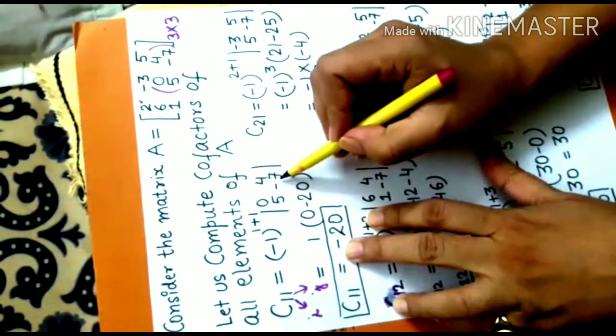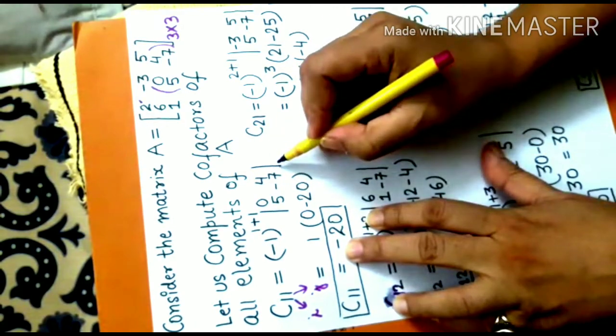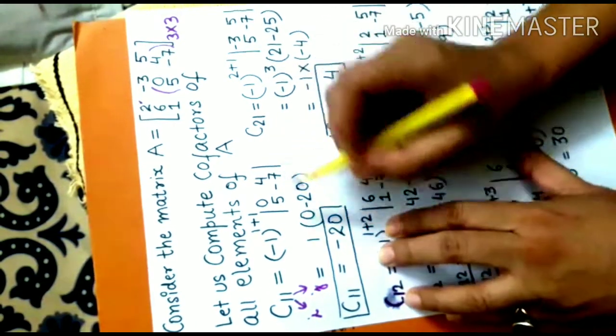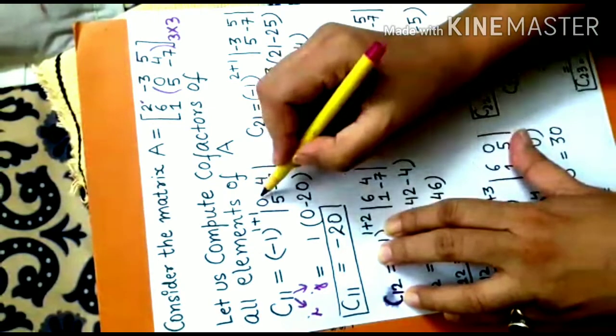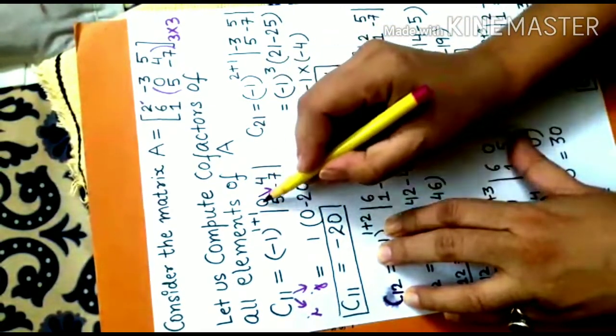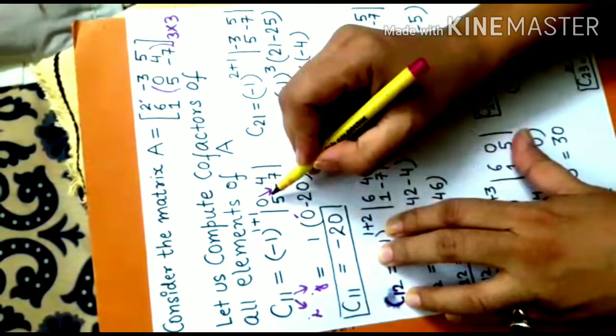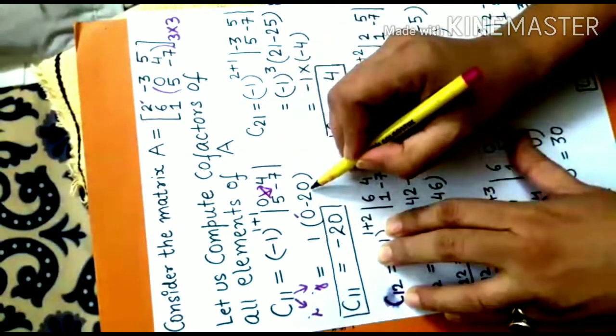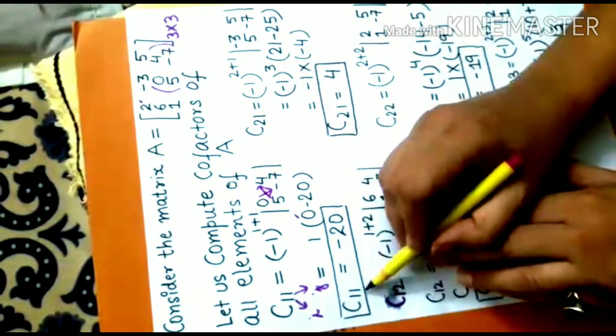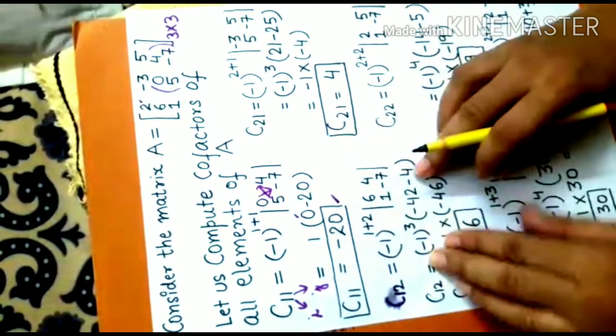0, 4, 5, -7, which is a 2 by 2 order determinant, and it is computed as the product of these two, 0 into -7 will give you 0, minus the product of these two, which is 20. So C11 is -20.